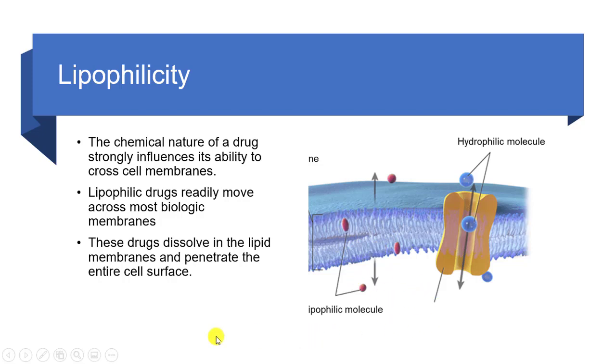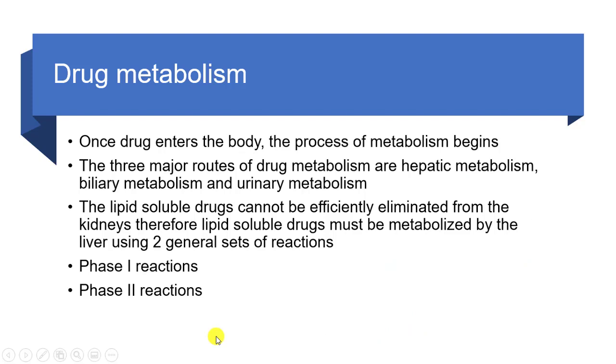So I hope you understand this concept, and now I'm going to move to the next topic, which is drug metabolism. So what is drug metabolism? We have talked about drug absorption, we have talked about drug distribution. Now we are going to talk about drug metabolism. Drug metabolism is essentially the metabolism of a particular drug within the body. And where it happens, there are three major routes of drug metabolism, and they are the hepatic route, the biliary route, and the urinary route. The metabolism basically happens via these three routes or these three phases.